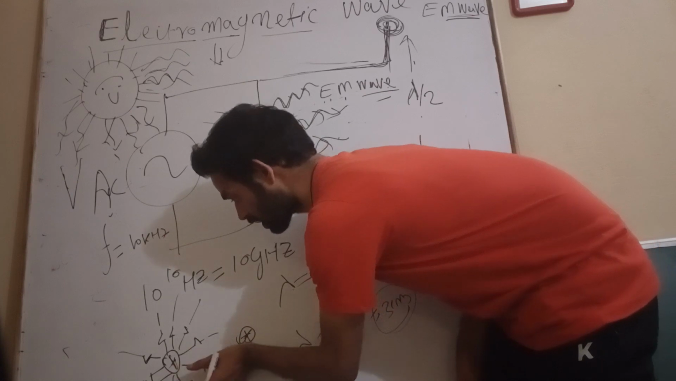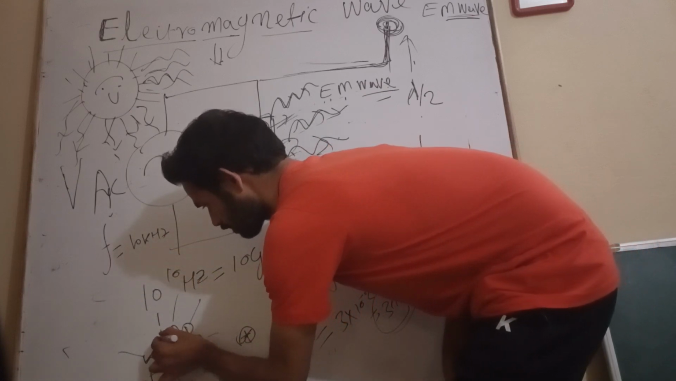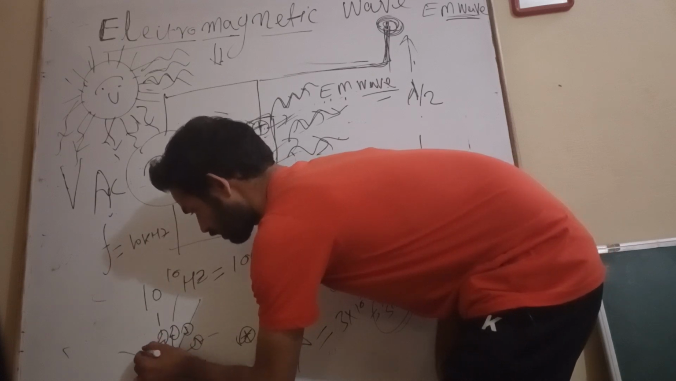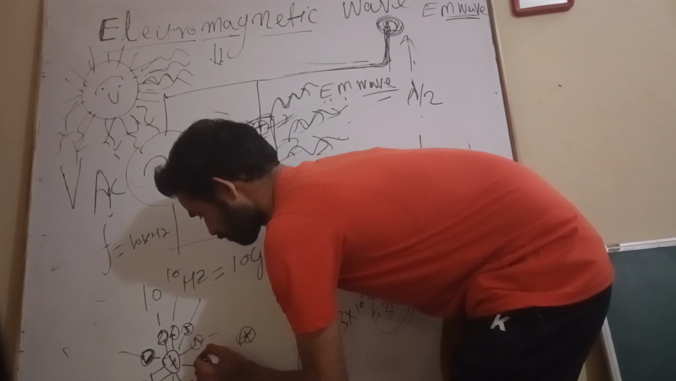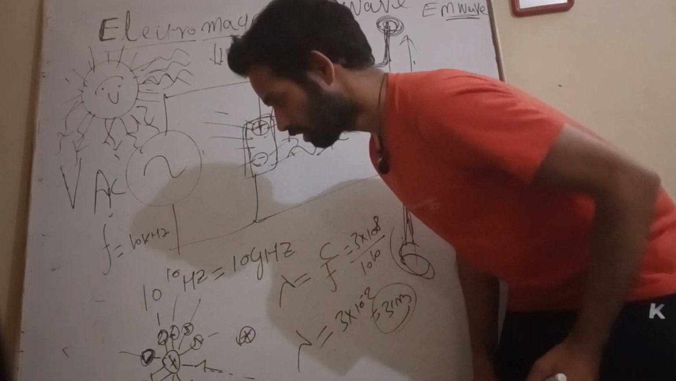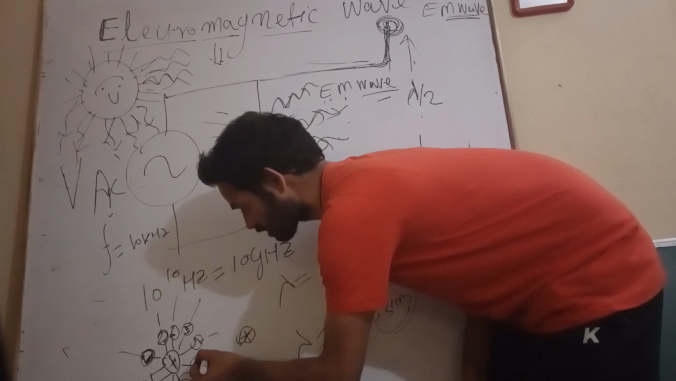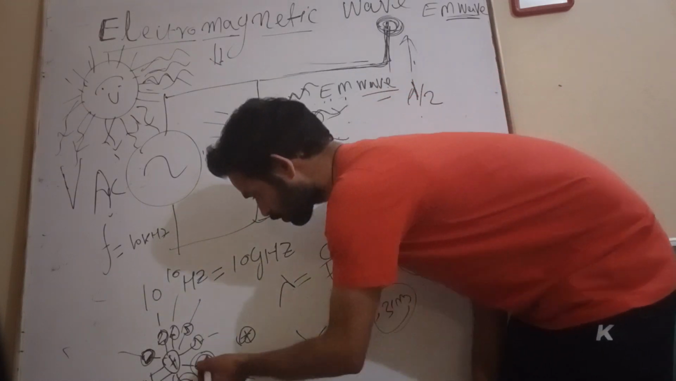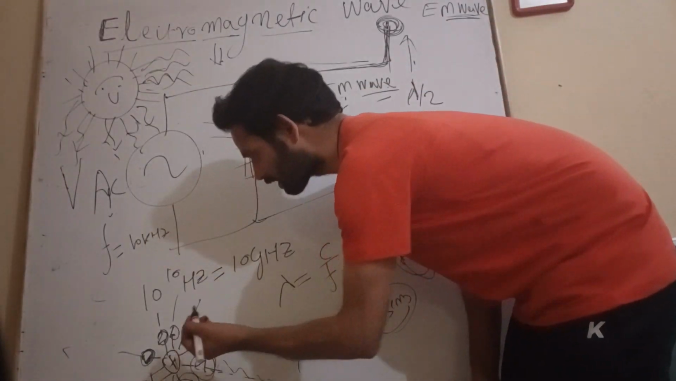Once this charge starts oscillating, this kink is a disturbance, and this disturbance will start radiating. What is this disturbance? It is nothing but energy, which is carried by the electromagnetic wave, by the electric and magnetic field.